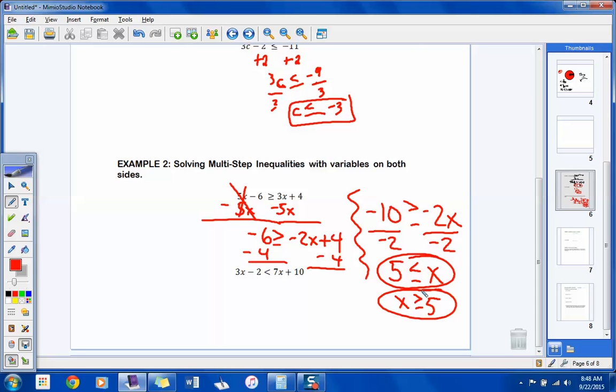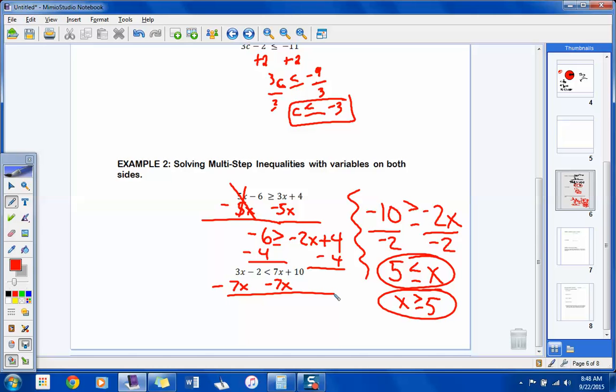Okay. Do I need to do another one of those? Yes, no, yes, no, yes. Okay. So this last one right here. Is it okay if I move from the other side this time? Instead of moving the 3x, is it okay if I move the 7x? All right, so let's do that. So -7x on both sides.